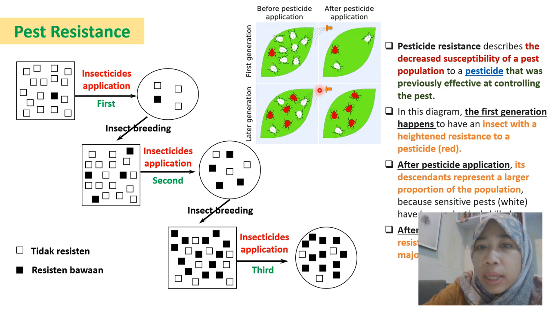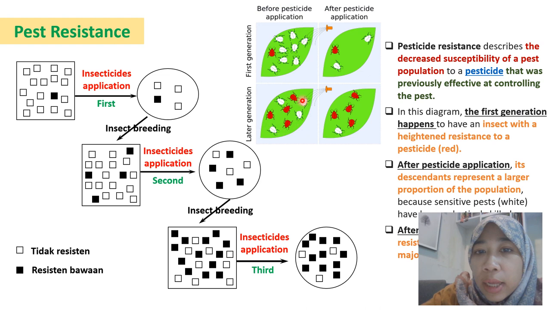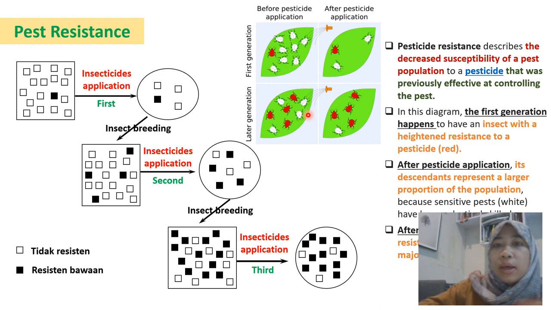The resistant ones will be more and more numerous in the later generation. So in the later generation, the pest which is resistant will dominate the field. So if we spray the same insecticide in the next growing season, the insect would not die, because they have stronger colonies than the susceptible ones.